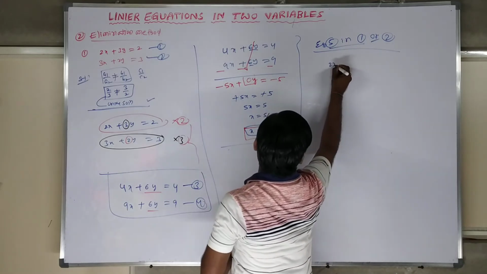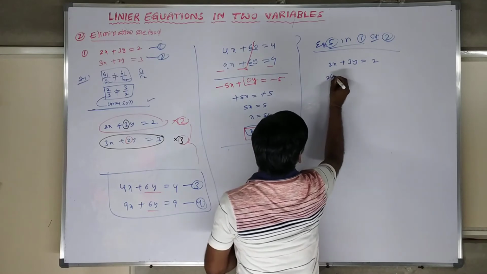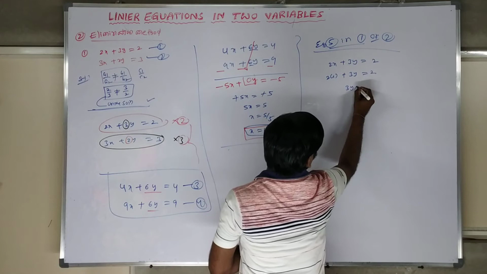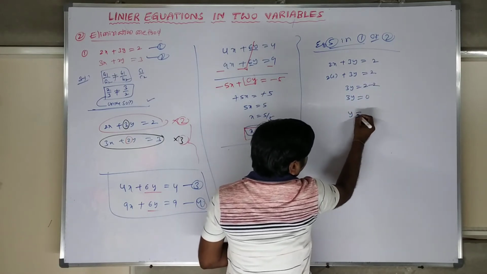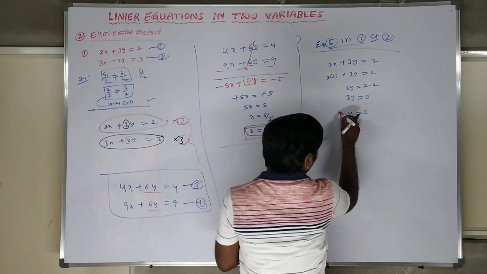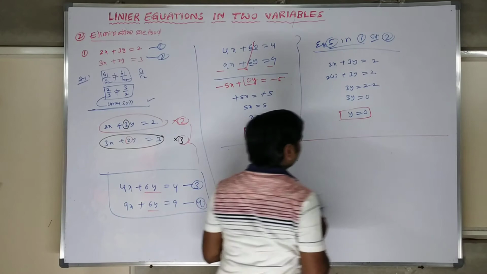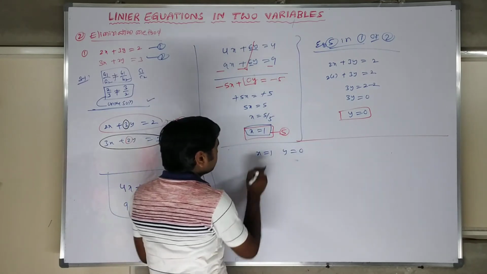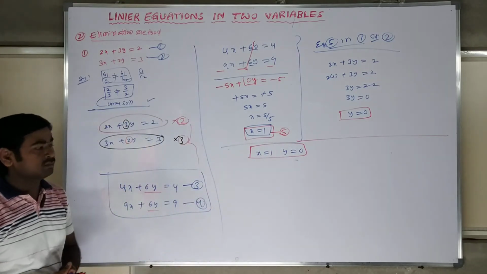So what is this? 2x plus 3y is equal to 2. So x is equal to 1, 2 into 1, plus 3y is equal to 2. So 3y is equal to 2 minus 2, 3y is equal to 0, y I got 0. So you get two answers now. What are the answers? x is equal to 1, y is equal to 0. These are the answers for the given question by using the elimination method.